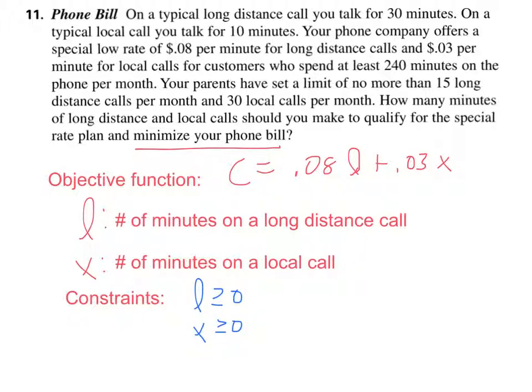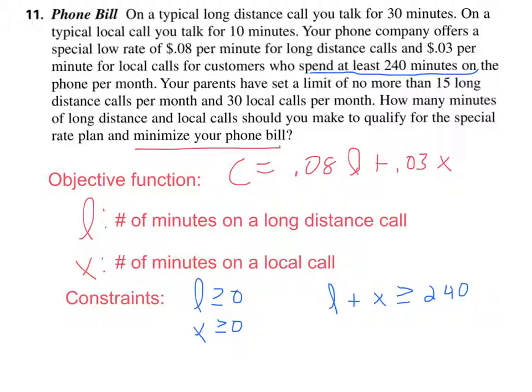So what are the other constraints in the problem? There are some more constraints in the problem. The first one deals with that I need to spend at least 240 minutes on the phone per month. So this constraint means that my number of long distance minutes plus the number of local minutes must be at least 240. So that is greater than or equal to 240. Now there's two more constraints, excuse me.